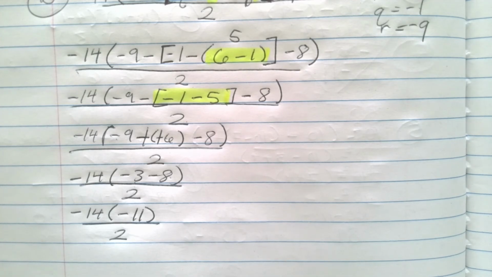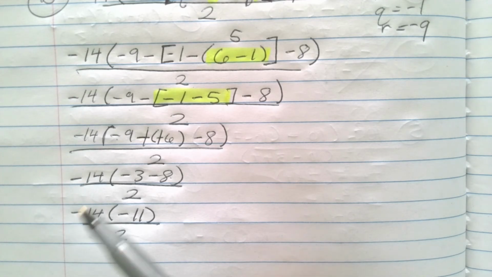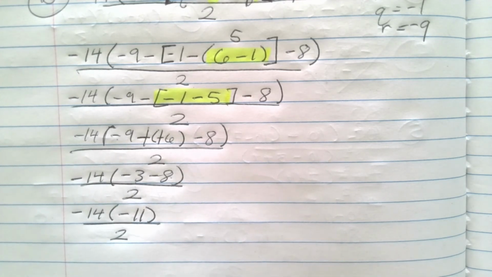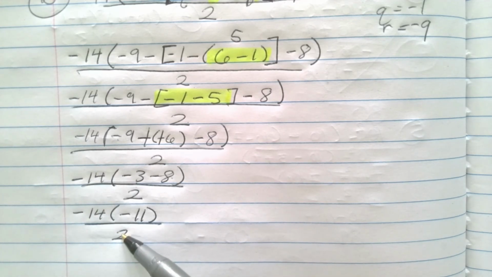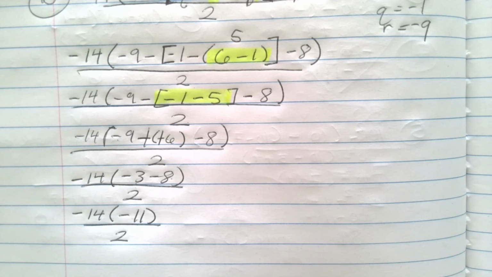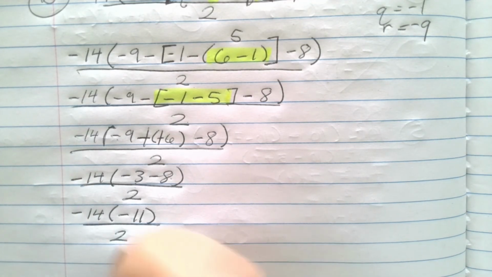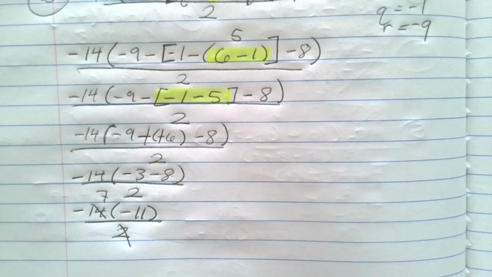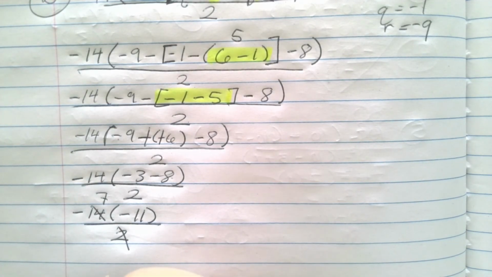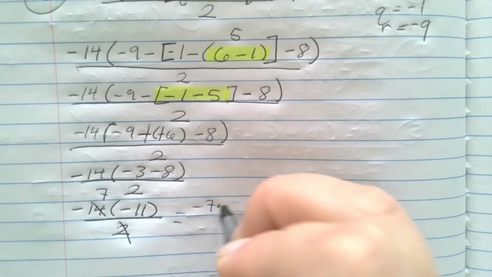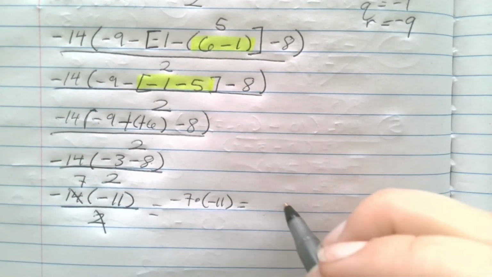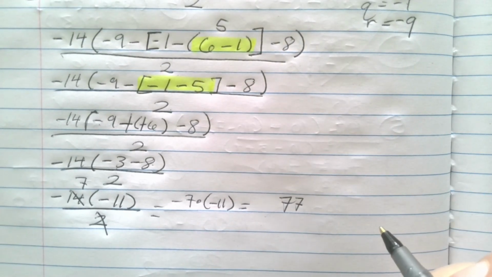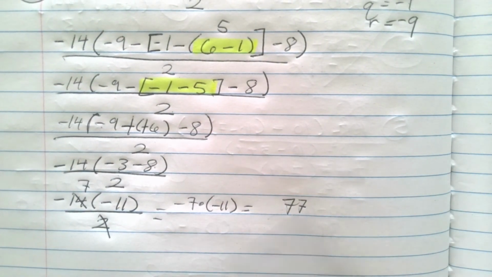You're engaging your brain. Now, guys, does anybody off the top of their head, without a calculator, know 14 times 11? I don't. What about 14 divided by 2? So do whatever's easiest. Right? So now I've got -7 times -11. What is that? That'll be 77. Positive or negative? Positive. Because a negative times a negative is a positive. And that is it.